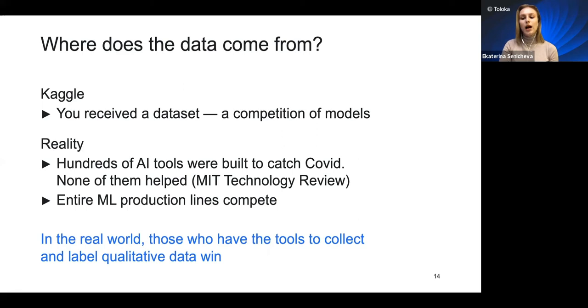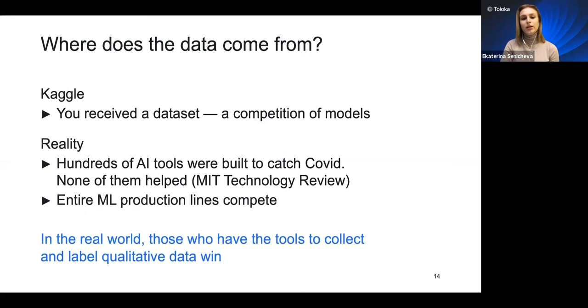competition, a model contest within the scope of a given dataset is expected, in reality, the whole pipelines of machine learning and labeling compete. So in the real world, those who have the tools to collect and label qualitative data win. And we will see this statement being proved by the following two examples, one of which will be emphasizing the importance of the machine learning production line.